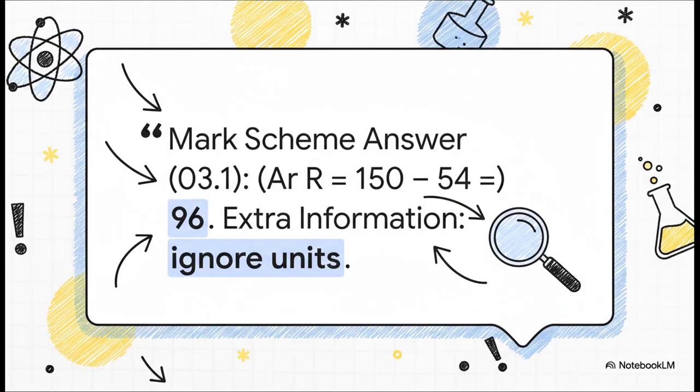Now, for the moment of truth, let's pull back the curtain and look at the official mark scheme. It actually shows a slightly different calculation method, but notice we end up in the exact same place, 96. And check out this key piece of extra information. Ignore units. This is gold. It means the examiner just wants the number. They don't care if you write anything after it.